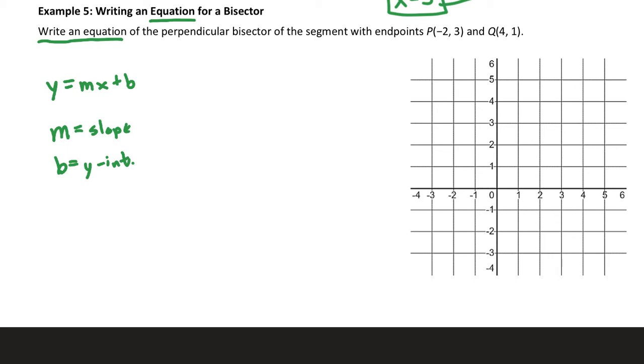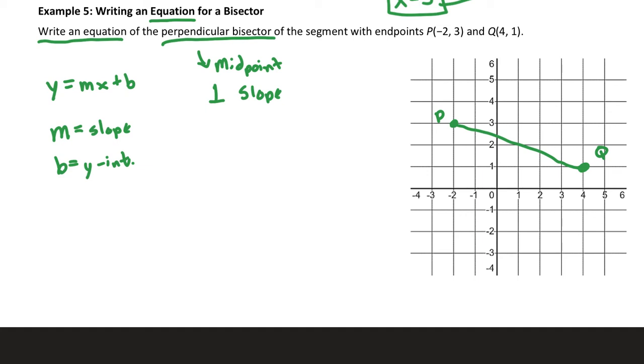So in an example like this, the very first thing I'm going to do is I'm going to graph the 2 points of the segment, the 2 endpoints of the segment. -2, +3 is point P, 4, 1 is point Q. So to find this perpendicular bisector, I need to find 2 things. I need to find the midpoint, and I need to find the perpendicular slope of this segment. So it would help to draw a somewhat straight line or straight segment connecting P and Q.